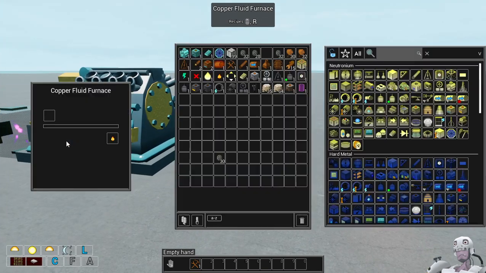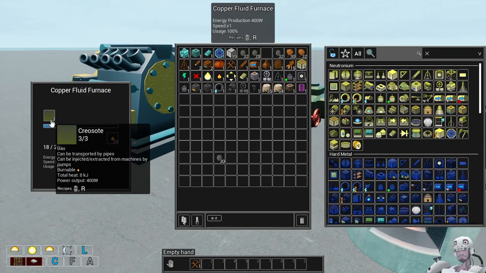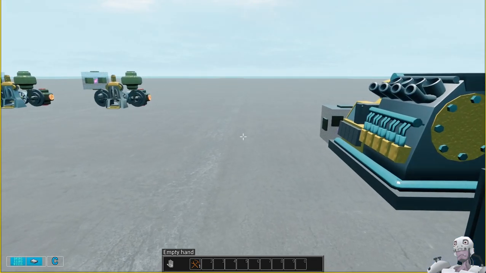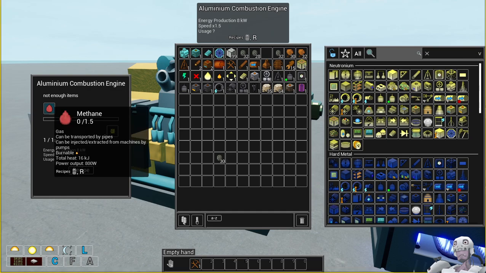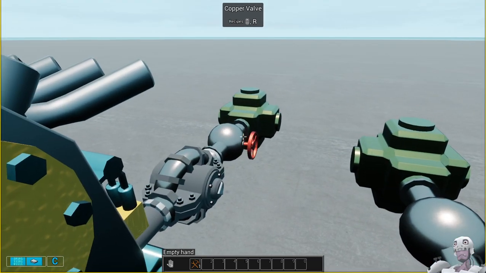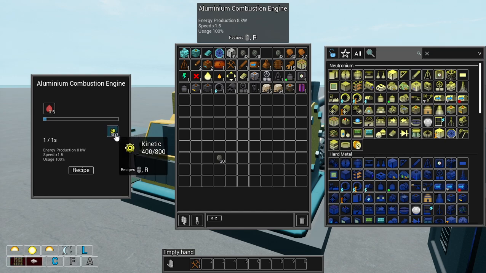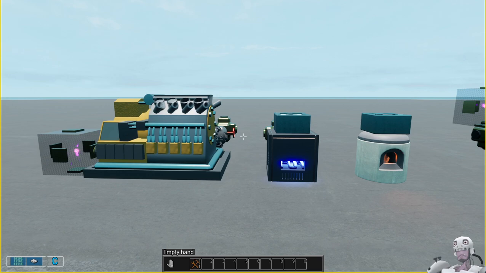into heat. We have the fluid version, it's the same thing but for fluids. It takes fluid like creosote from your ovens and turns it into heat. And later on, you can have some engines that can burn fuel to generate lots of kinetic energy. Those are the producers.